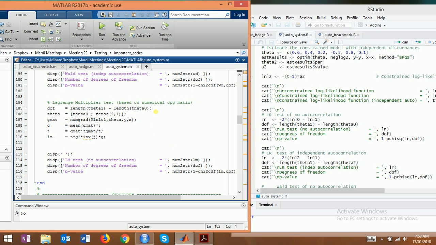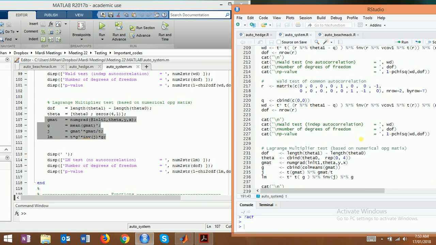Lagrangian multiplier is simply degrees of freedom, and then use numeric gradient, and this we have already done before.